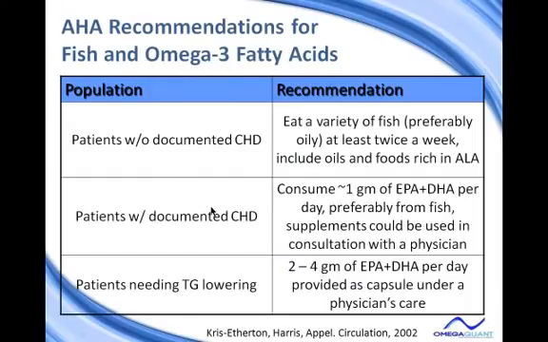The American Heart Association has recommendations for fish and omega-3 fatty acid intake based on different populations. For patients without documented coronary heart disease, the AHA recommends eating a variety of fish, preferably oily fish, at least twice a week, and including oils and foods rich in ALA. I'm not sure how important that is, but I would point out that if you actually ate oily fish twice a week, you would get between 400 and 500 milligrams of EPA and DHA per day on average. So that is a reasonable target intake, in my view, for people who want to know how much EPA and DHA they should get each day, 400 to 500 milligrams.